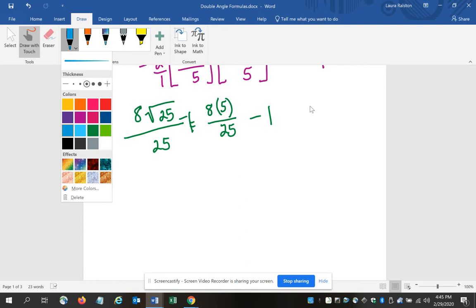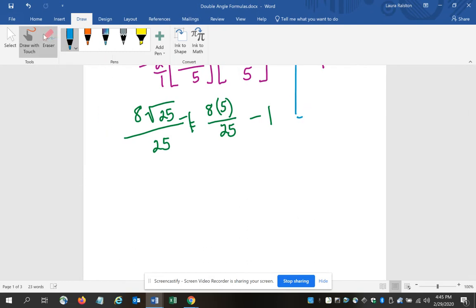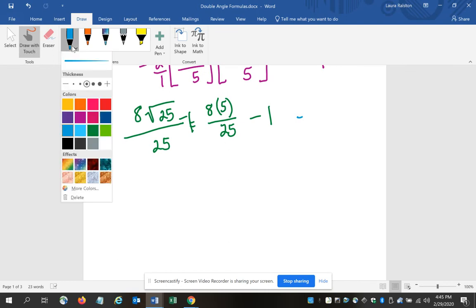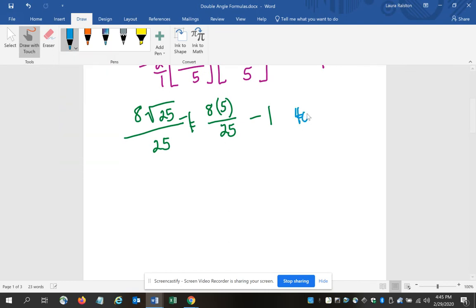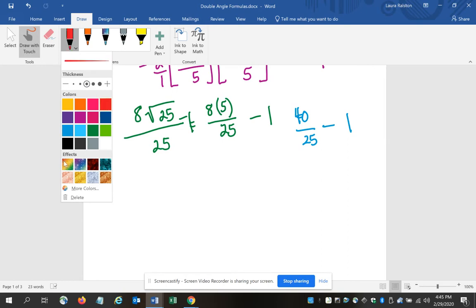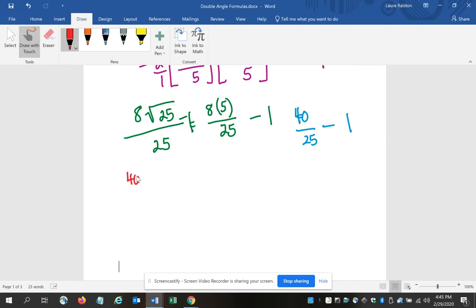Okay, so we have 8 times 5 is 40. So we're going to have 40 over 25. So I've got 40 over 25 minus 1 whole. Again, remember, in order to subtract fractions, we need that common denominator, which would be 25. So we've got 40 over 25 minus 25 over 25. So we keep the denominator, which is 25. We subtract 40 minus 25 is 15.